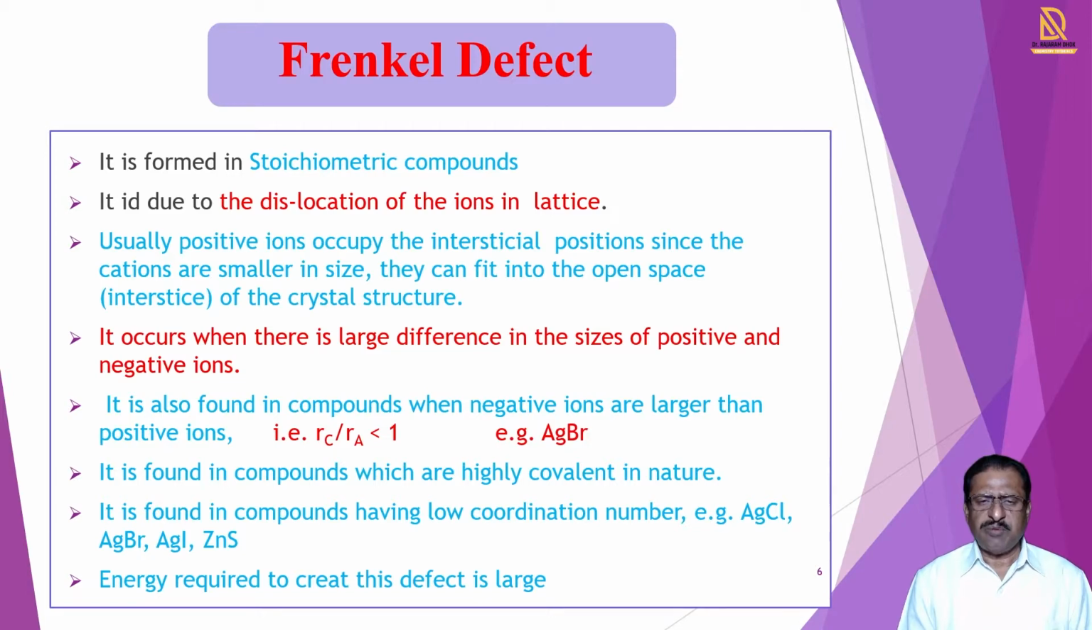Such defects are observed in compounds which have highly covalent character. It is found in compounds having a low coordination number, and the different examples in which this type of Frenkel defect is observed are AgCl, AgBr, AgI, ZnS. The energy required to create this type of defect is large as compared with the Schottky defect.